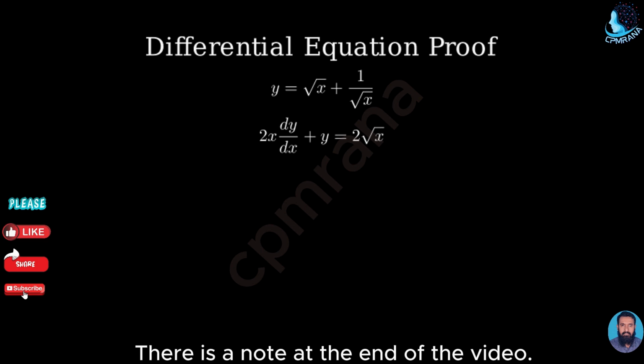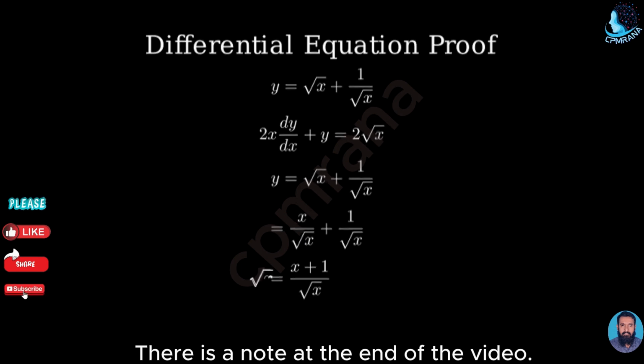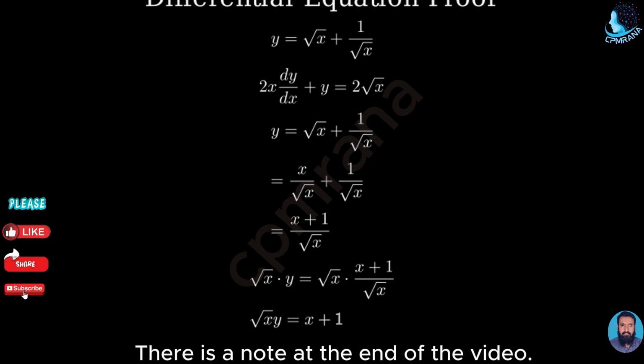Let's start by simplifying our original equation. First, we can rewrite y as a single fraction by finding a common denominator. This gives us y equals x plus 1 over square root of x. Next, to make this easier to differentiate, let's multiply both sides by square root of x. This gives us square root of x times y equals x plus 1.